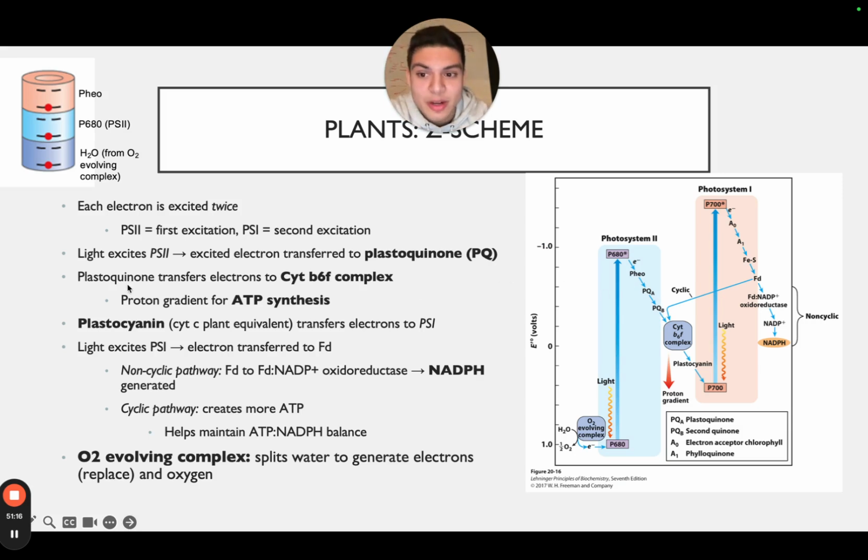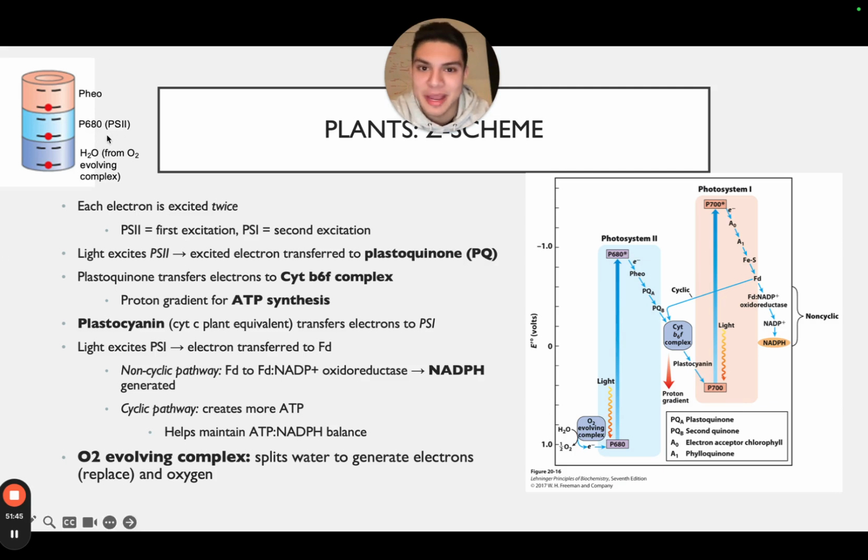The plastoquinone is going to transfer the electrons to the cytochrome b6f complex. This is a special complex that can pump protons, and it can also react with the ferredoxin along with the plastoquinone. After the cytochrome b6f, once it's excited, it's going to transfer that electron onto plastocyanin. Now, if we were to take this battery analogy and do it for photosystem 1, the middle would be, what would it be? It would be P700.